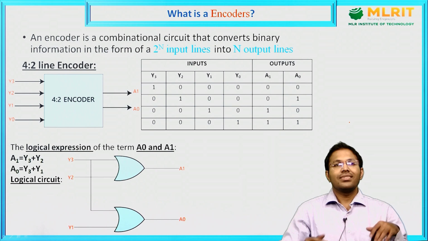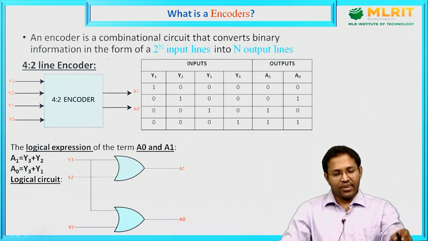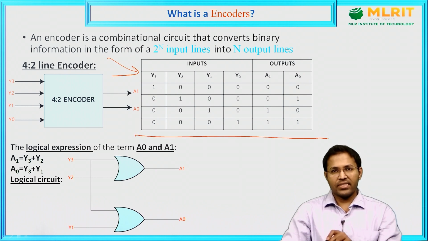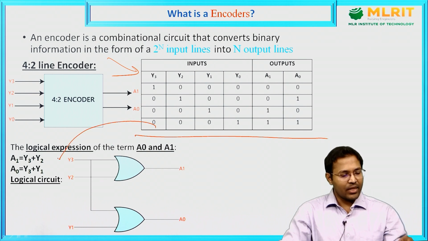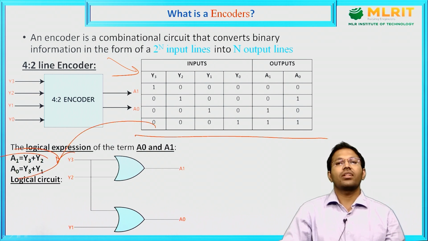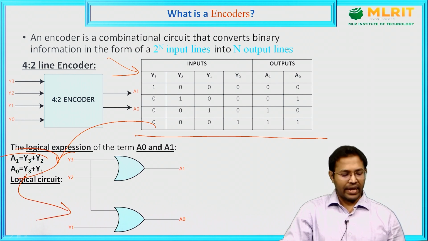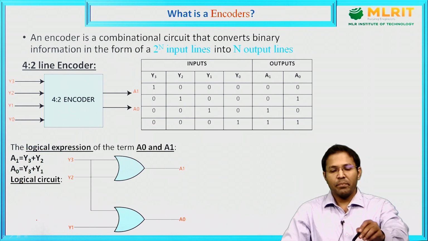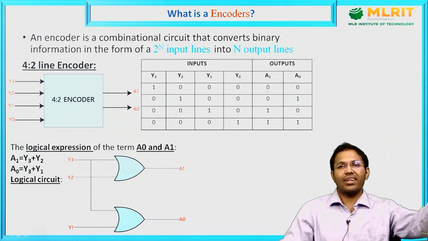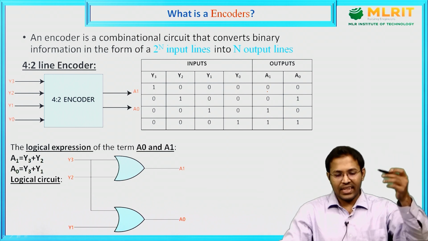Now the general process we follow: from the functionality we get the truth table we have discussed. From the truth table we will get the Boolean expressions or the logical expressions. From the logical expressions we will get the circuit diagram. This mechanism is only valid for encoders, it is not valid for other cases.